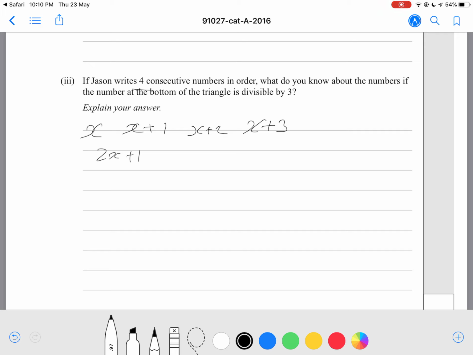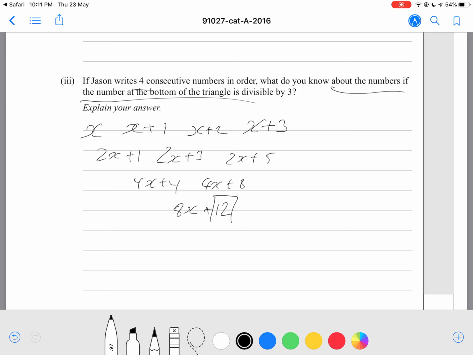So I'm going to say 2x plus 1 here, 2x plus 3, 2x plus 5. So therefore 4x plus 4, 4x plus 8, and therefore you can get 8x plus 12, okay? So what do we know about the numbers if the number at the bottom is divisible by 3, okay? So you see that 12 is a multiple of 3, right? So for example, if you say 12 plus 3, 15 is divisible by 3, that will give us 5. Or if we say 12 add 6, that will give us 18. 18 is divisible by 3, okay?